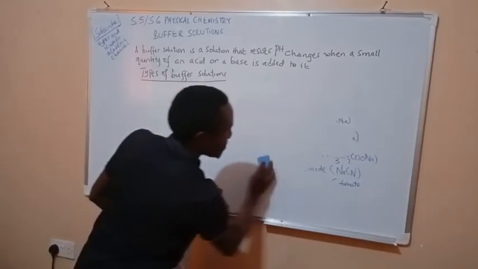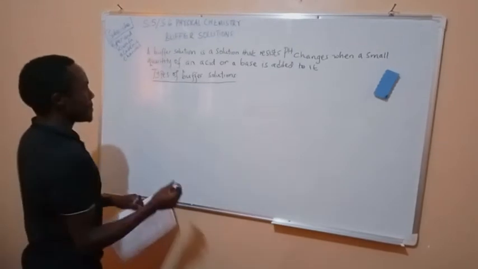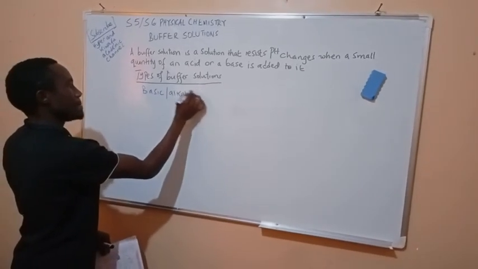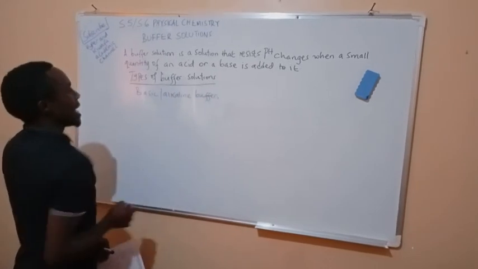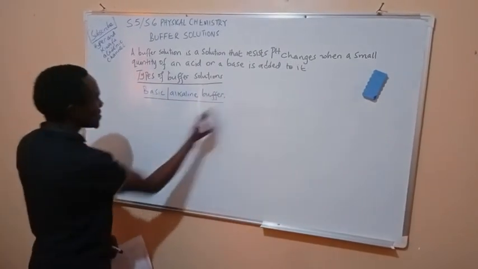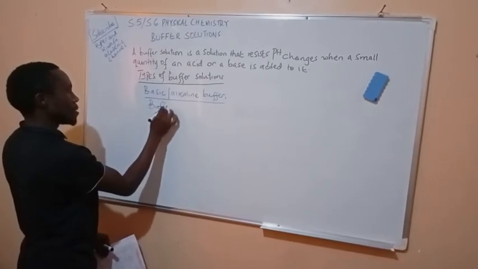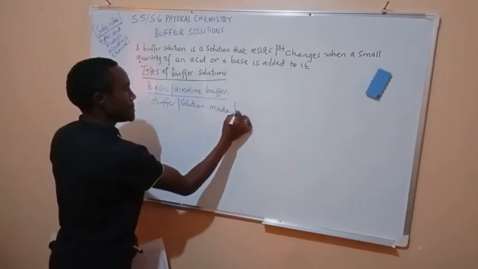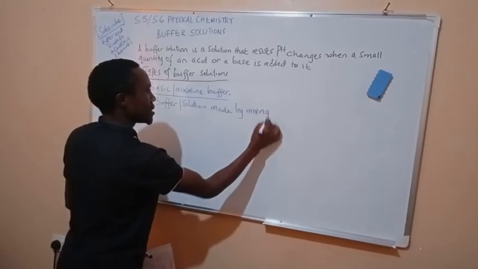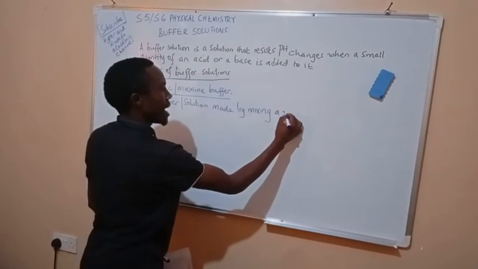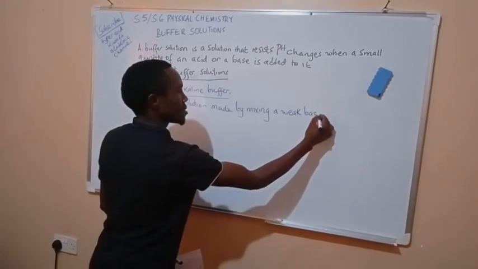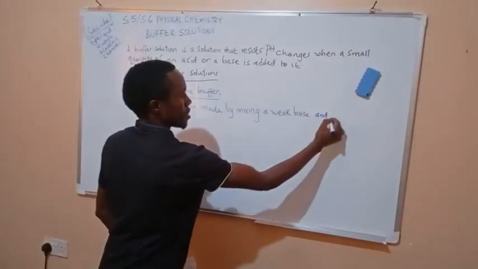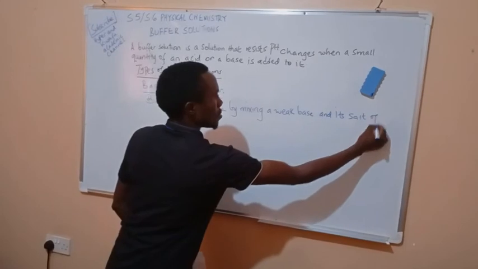So when we say alkaline buffers or basic buffers, an alkaline buffer, on the other hand, is a solution made by mixing a weak base and a salt of a strong acid.